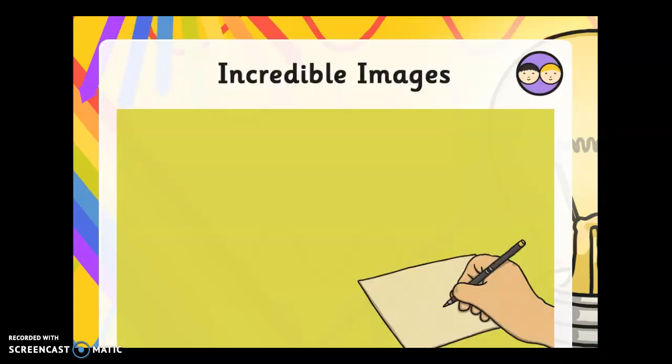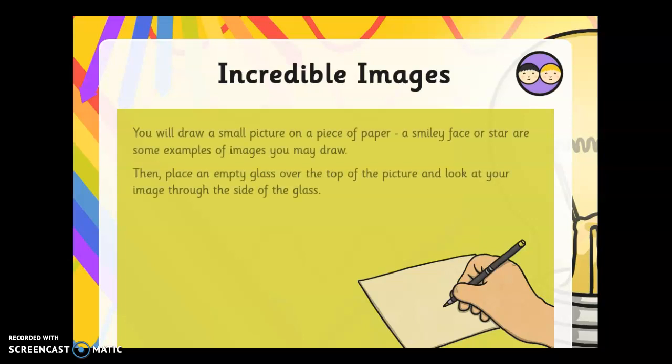The second investigation is the incredible images. You will draw a small picture on a piece of paper, a silly face or a star or anything you want. Here are some examples of images you may draw. Then place an empty glass over the top of the picture. So first you have to draw a small picture and bring an empty glass cup. It should be transparent and put it above the picture. You have to look at your image through the side of the glass.